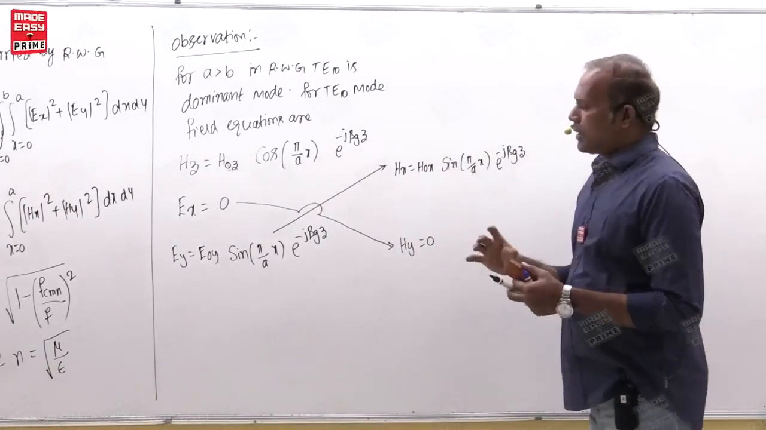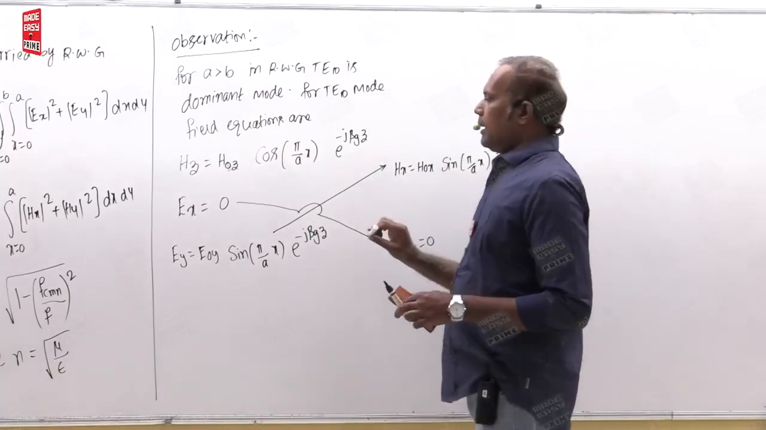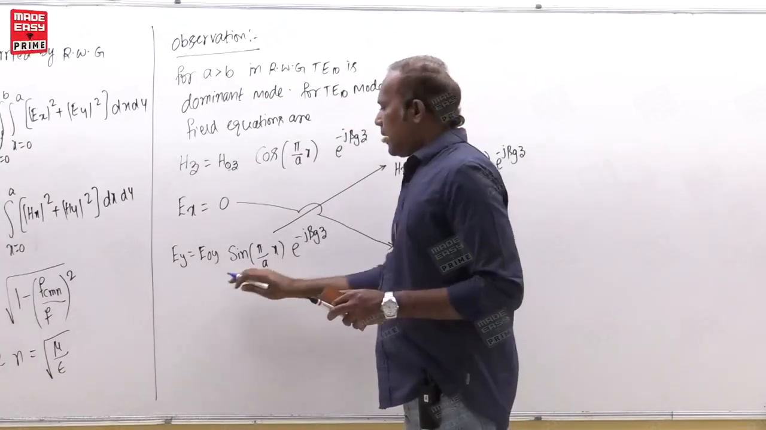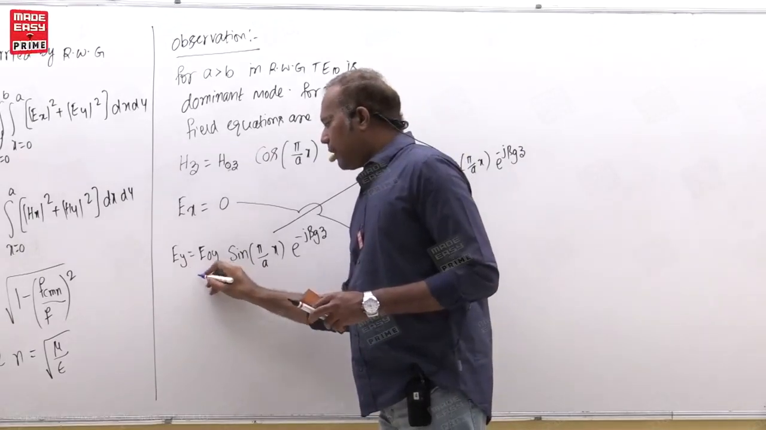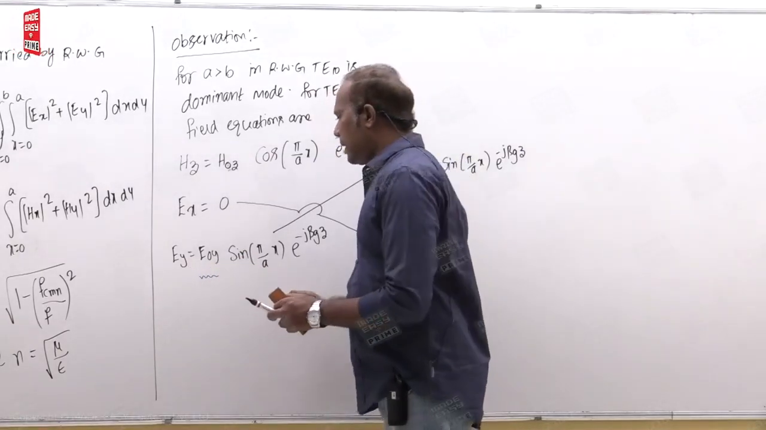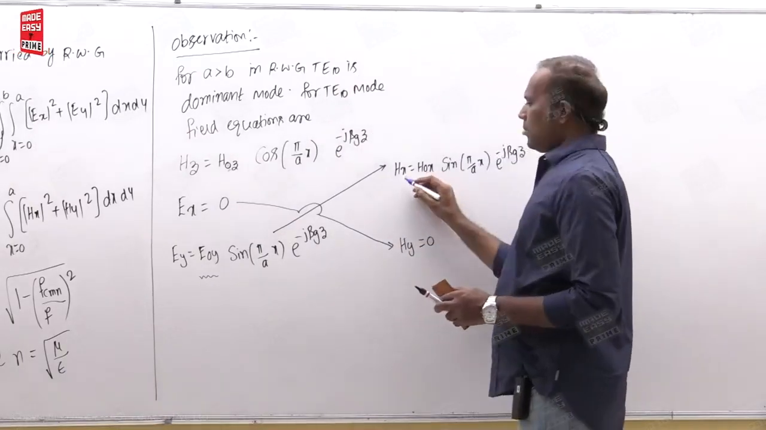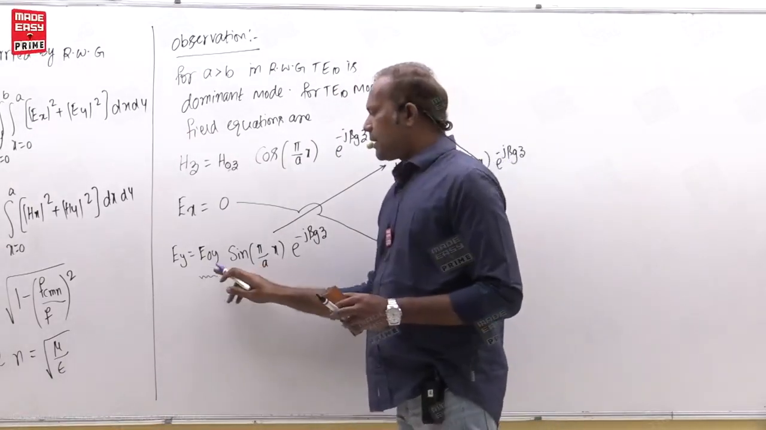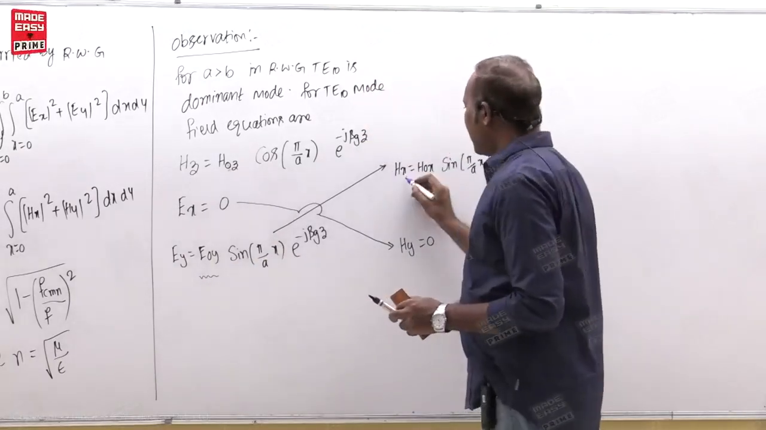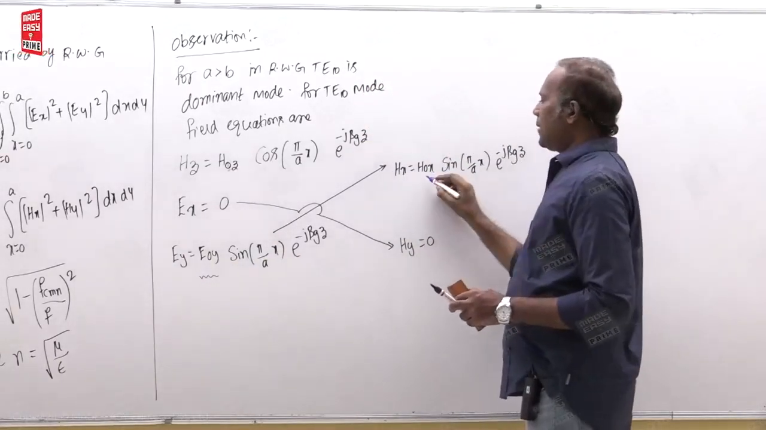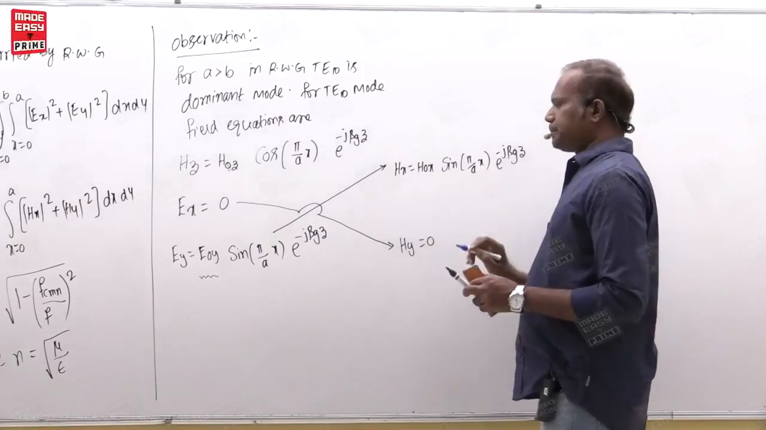Now dear students, you see here, in the TE10 mode, the electric field y component is there. The magnitude of the electric field y component is E0y, and the magnetic field x component is there, and its magnitude is H0x.